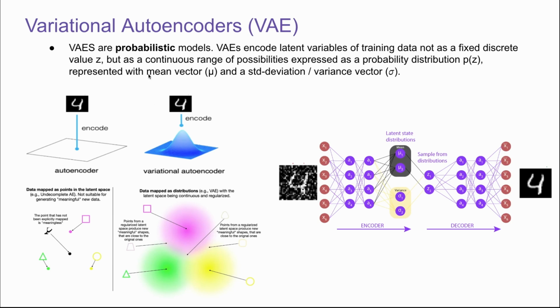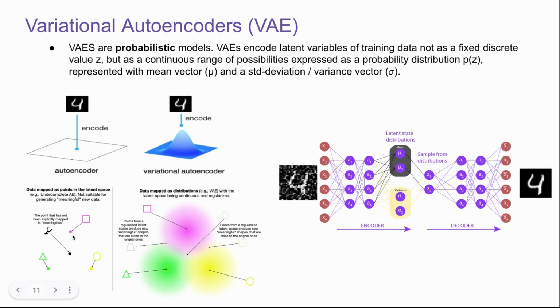Variational autoencoders are probabilistic models. VAEs encode latent variables of training data not as a fixed discrete value z, but as a continuous range of possibilities expressed as a probability distribution p(z), represented with a mean vector mu and a standard deviation sigma. This is the graph that explains the difference between autoencoder and VAE. Instead of mapping the original image to a discrete fixed point, we're mapping the original image to a probabilistic distribution.